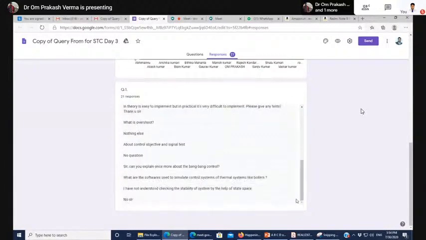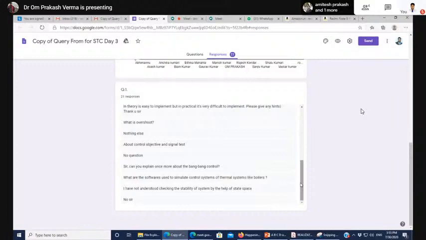Bang control. Can you explain once more about the bang control? Bang control is on-off control, and on-off control is generally designed with the help of a proportional controller. For making the bang controller, we have to make the gain, Kc, very high. Once you set Kc very high, the bandwidth of the controller is almost zero, and then the proportional controller behaves as a bang controller or on-off controller.